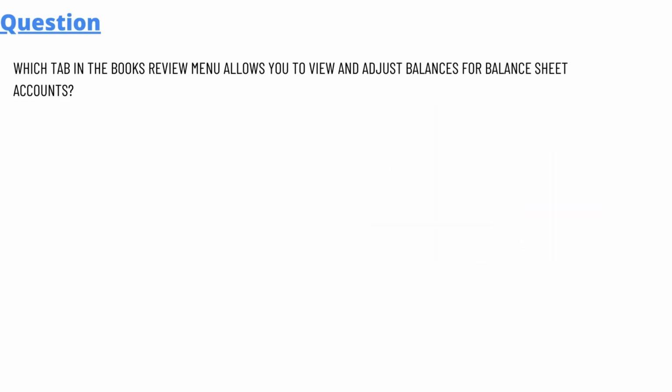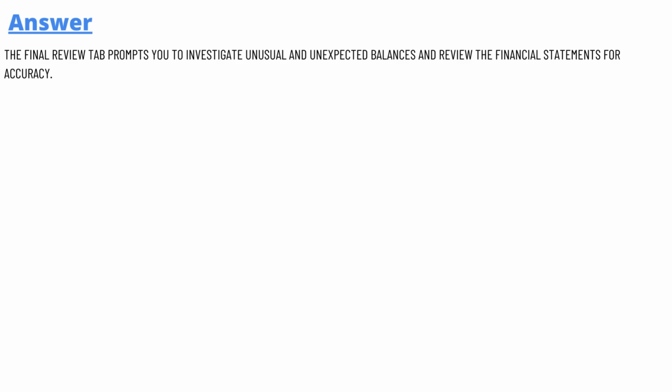by Class Theta. So our today's question here is, which tab in the book review menu allows you to view and adjust balance for the balance sheet account? And the answer to the question is, the final review tab prompts you to investigate unusual and unexpected balances and review the financial statements for accuracy.